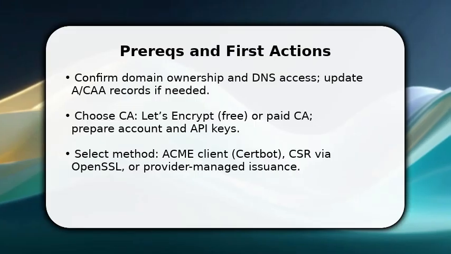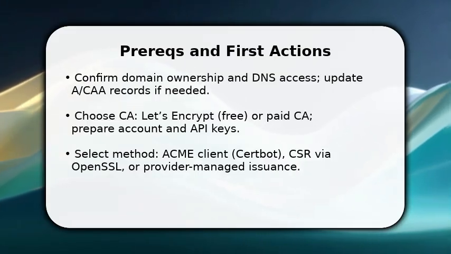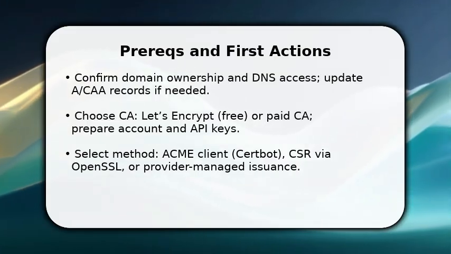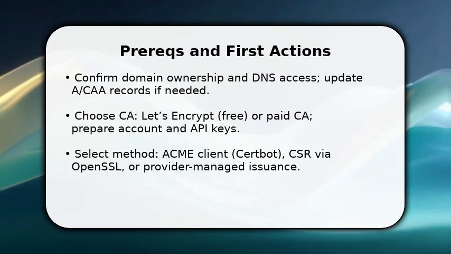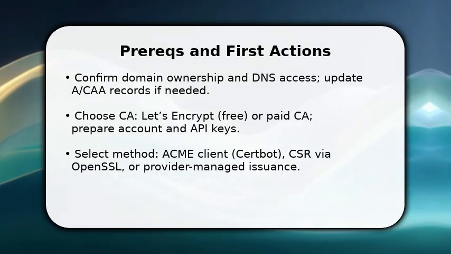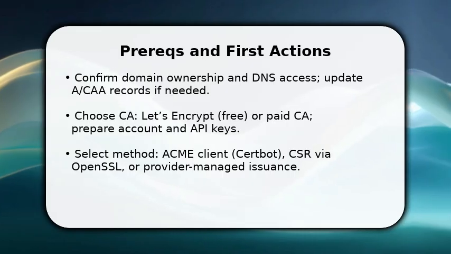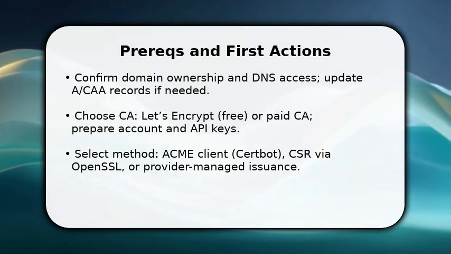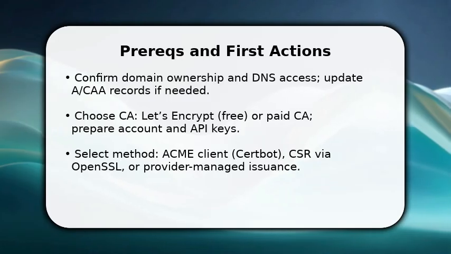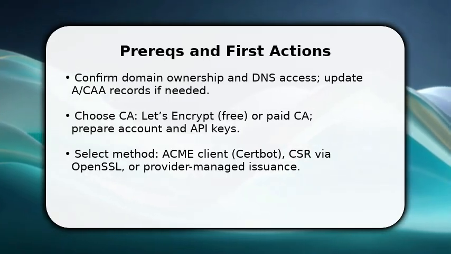You start by confirming domain control and DNS access, because issuance depends on valid validation. Once done, pick a certificate authority and create any required account or API key. Free options like Let's Encrypt work well for automation. Next, choose your issuance method.